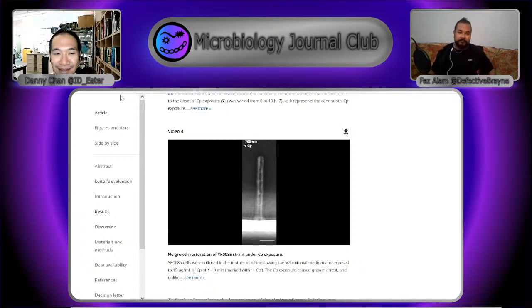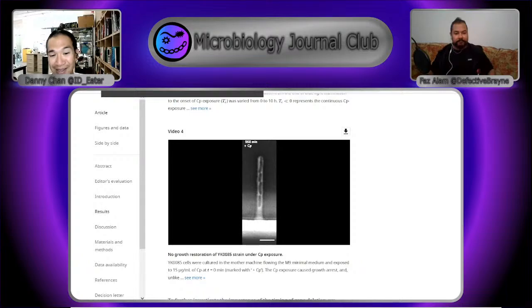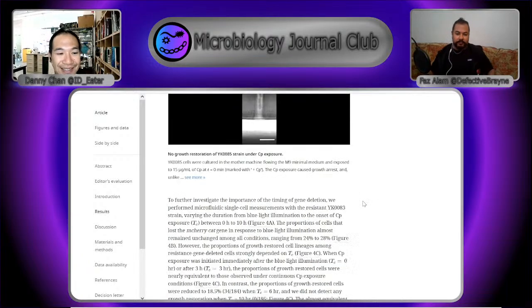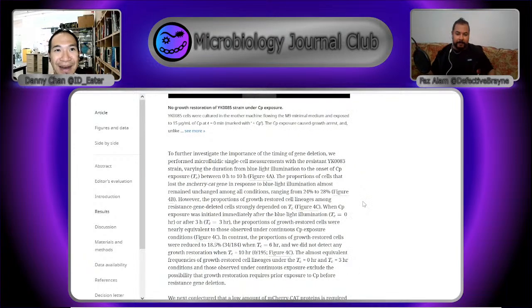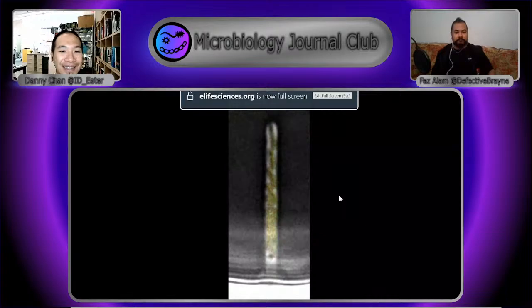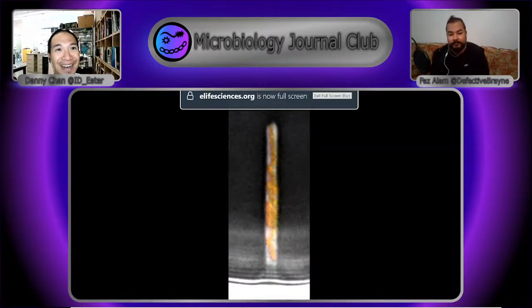So again, trying to link back to why it's important, and I'll say it again, this observation is really interesting because we want to know where resistance is coming from and how it's being generated, because there are all these little instances where bacterial cells are holding on despite our best efforts to get rid of them.